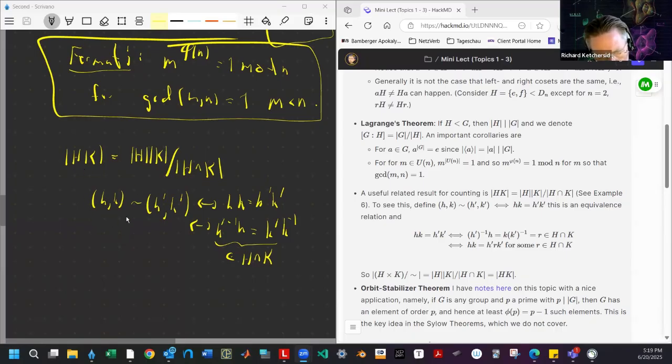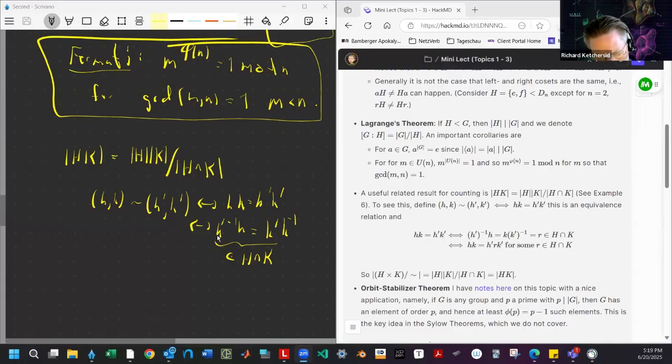And so it's clear that I define this equivalence relation, so HK is equivalent to H prime K prime if and only if HK equals H prime K prime, right? Because we're interested in when things are different here. So the cross product of H and K has the size of the product of these two sets.